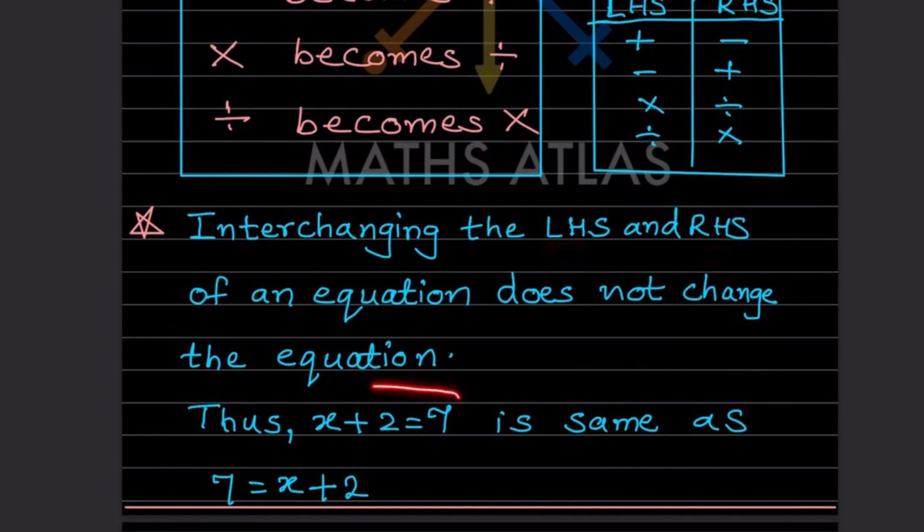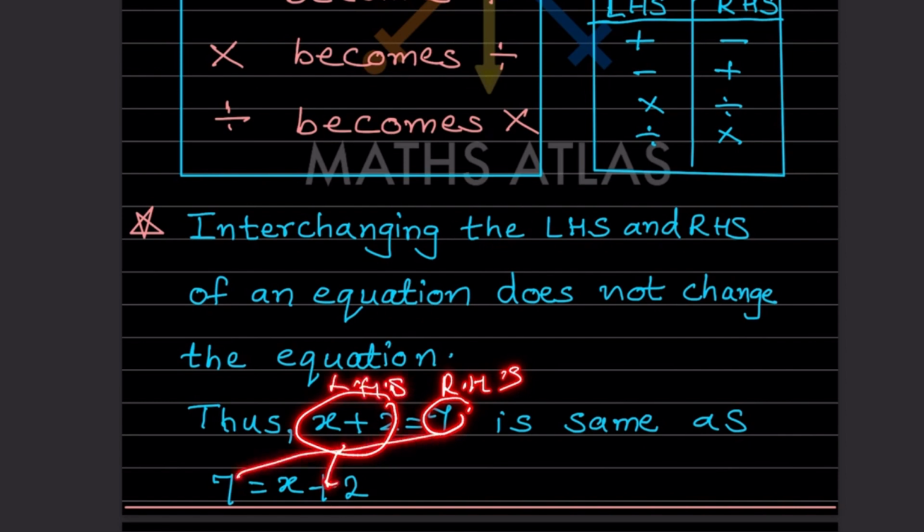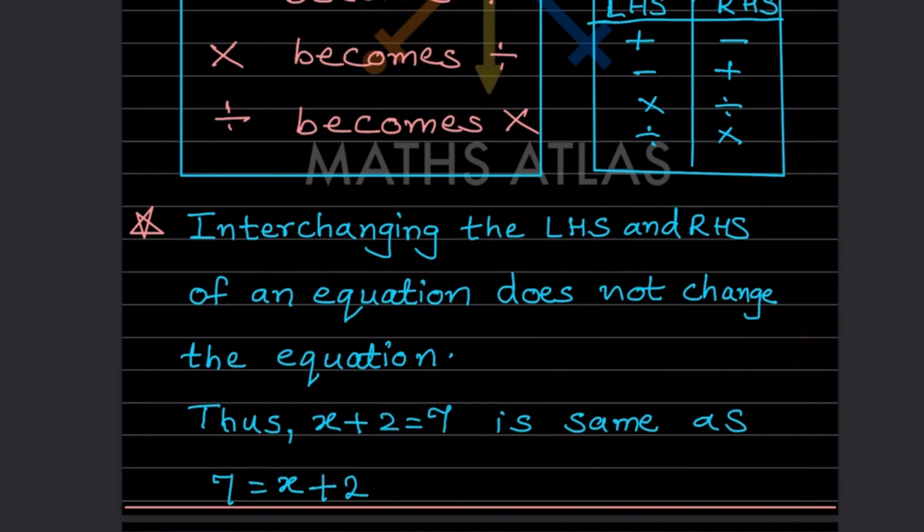Now suppose you have this equation, x plus 2 is equal to 7. Actually this is the same as 7 is equal to x plus 2. Now look here, this is on the right hand side, isn't it? And this is your left hand side. So interchanging these is not going to change anything. See, this comes over here on the right side and this comes over here. This is the equal to separator. Okay, so both are the same. So this point as well you have to remember.